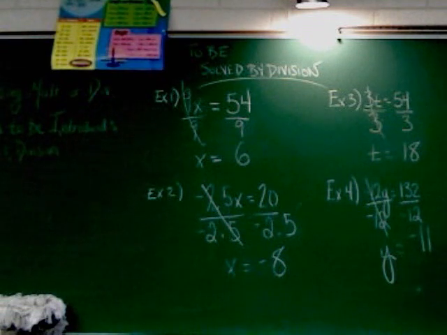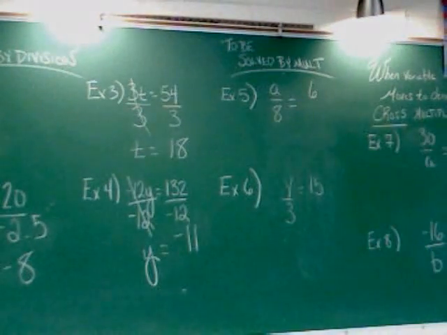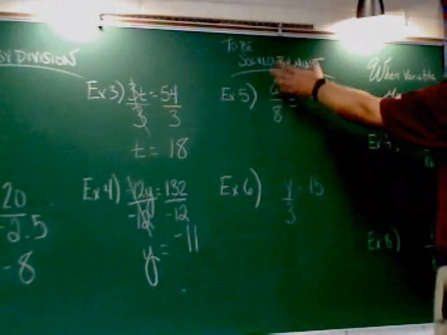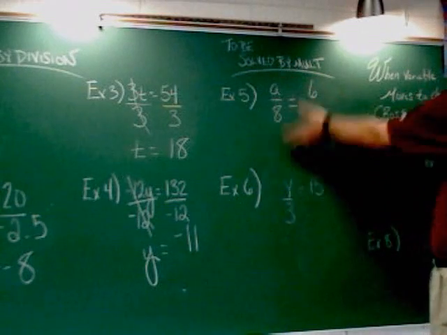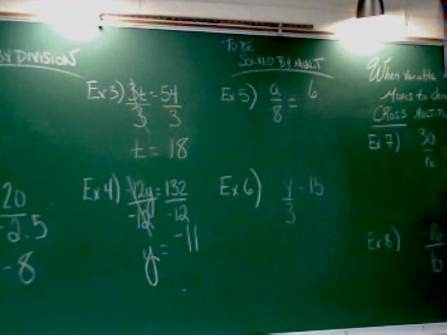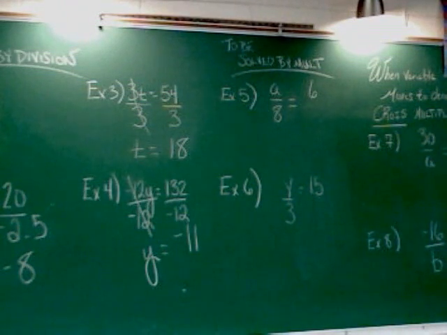Good. All right. Now we go over here to the division problems. You can see the division problems are divided up into two distinct parts. In the one part, 5 and 6, I've got the variable in the numerator or on top. Over here in 7 and 8, I move the variable to the denominator or the bottom. That's going to be our difference.